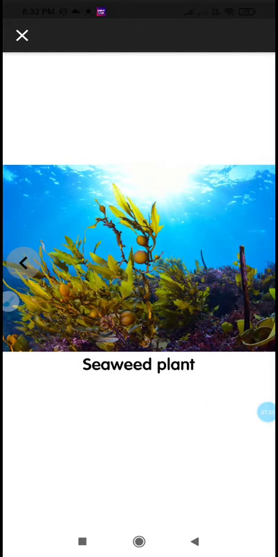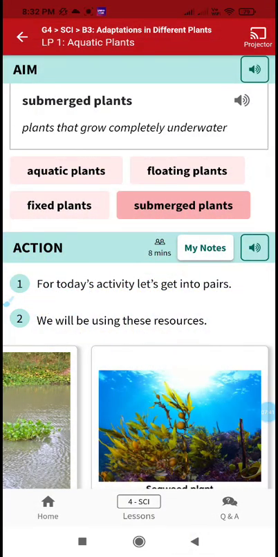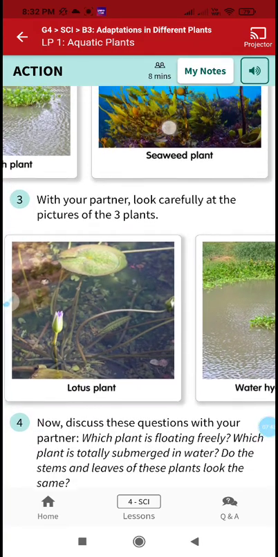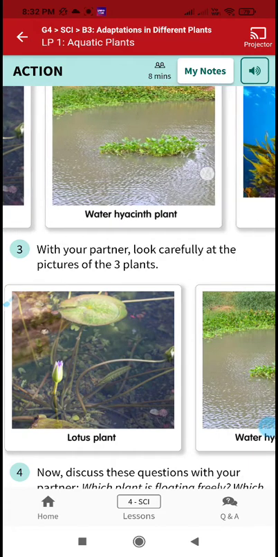Okay, so this is your activity, children. What are the different parts you are able to see? Mention in your activity clearly. Now we will discuss what are the differences between these plants. We are going to discuss now in detail.